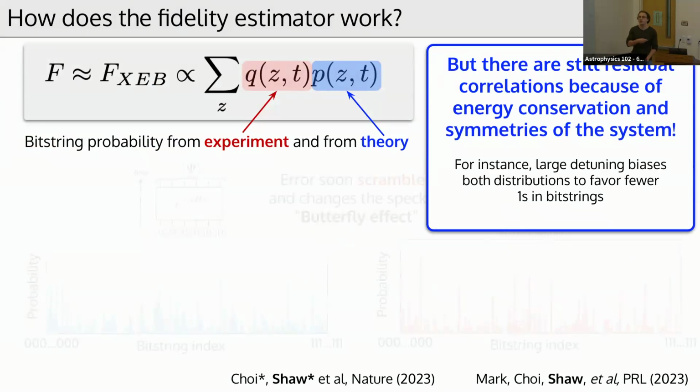So we're going to look at how we can get around this problem and how we can still apply this to analog quantum simulators. To understand that, we first have to go into a little bit more of the math of random state ensembles and why this fidelity estimation works.